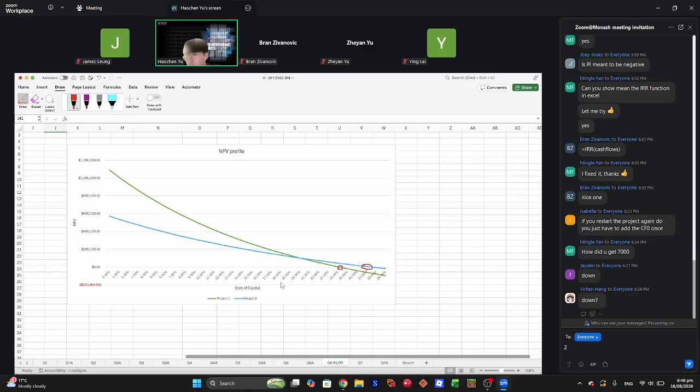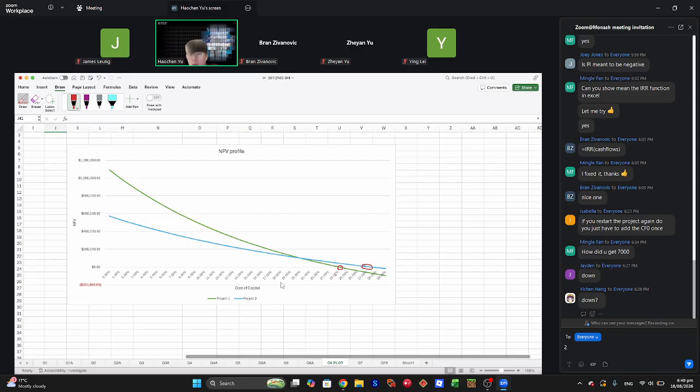But what's the meaning of IRR? IRR feels like a safety margin. For example, for project 1, it's 24%. It means as long as the cost of capital, the discount rate, is smaller than 24%, smaller than the IRR, this project is profitable. So this is the idea of IRR. If you have 24% as IRR, it means as long as the interest rate is smaller than 24%, it will be okay. The project will be profitable.